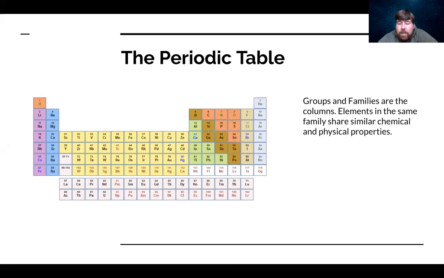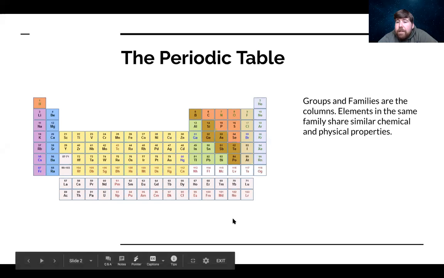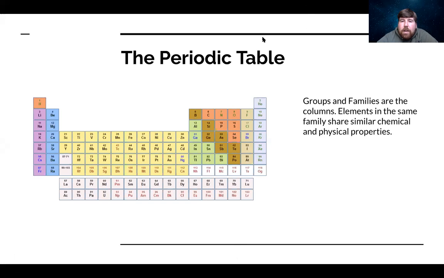A couple things that I want to point out. First off, remember groups and families are the columns. Groups and families are going to be the things that go up and down. So for example, right here, we have the halogen family. Over here, the purple, we have the alkali metals, they're a family. And then here we have the alkaline earth metals.